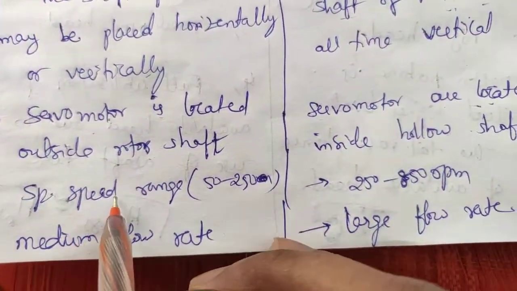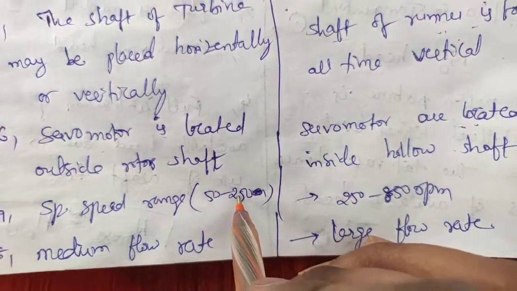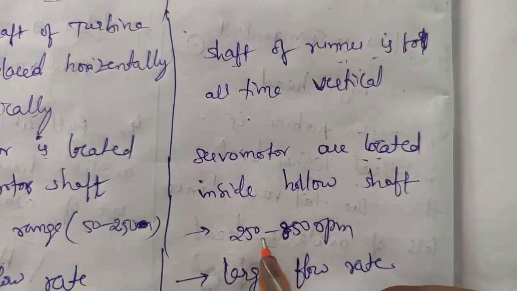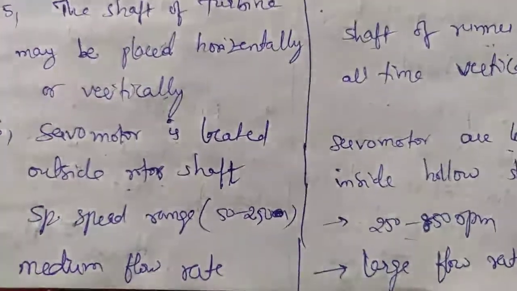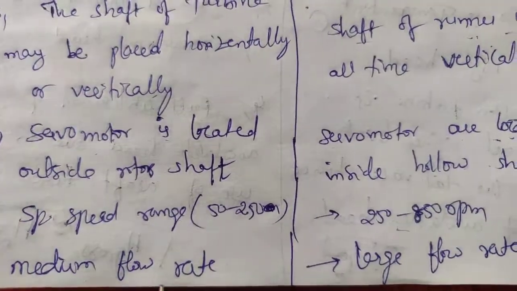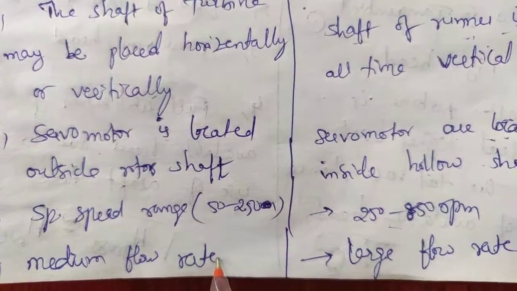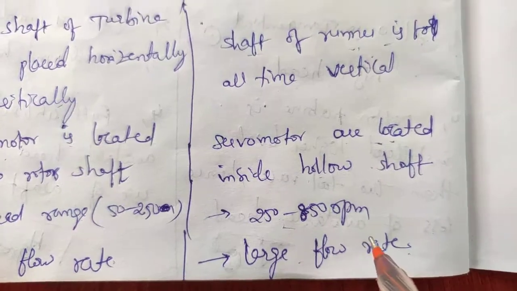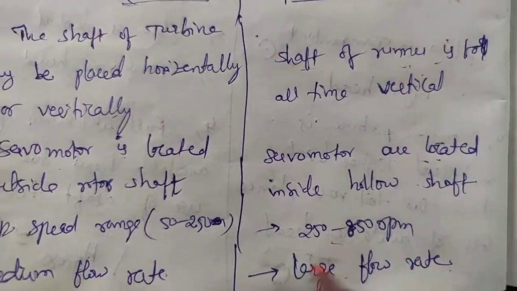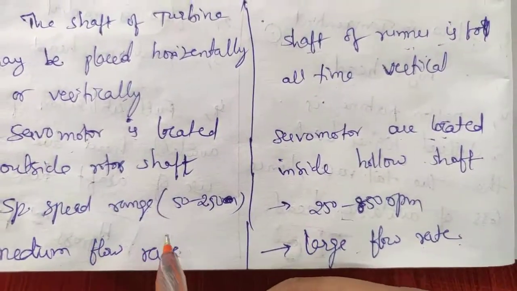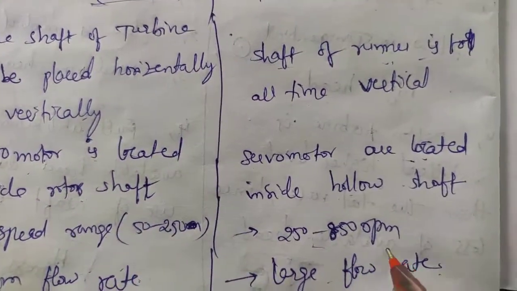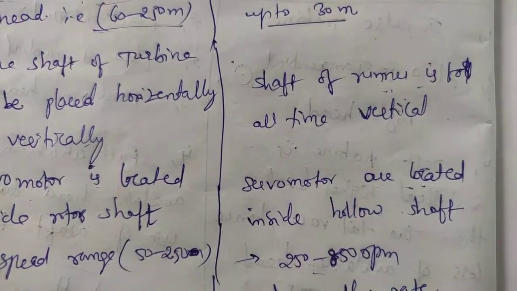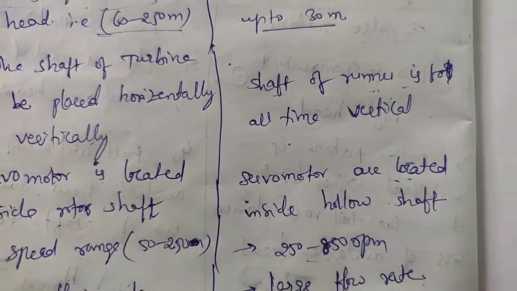In the Francis turbine, specific speed range is 50 to 250 rpm. In the Kaplan turbine, specific speed range is 250 to 850 rpm. In the Francis turbine, medium flow rate is obtained. In the Kaplan turbine, large flow rate is obtained. So that means Francis turbine speed is less as compared to the Kaplan turbine. For the more rate of flow, more speed is obtained. For the less rate of flow, less speed is obtained.